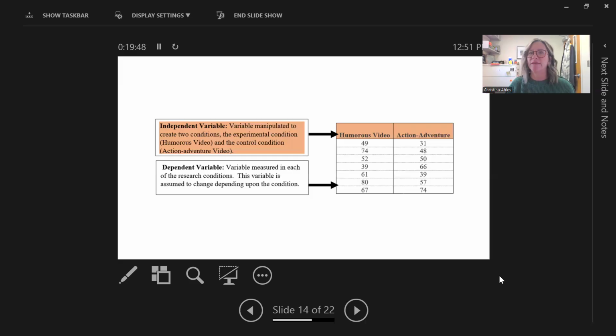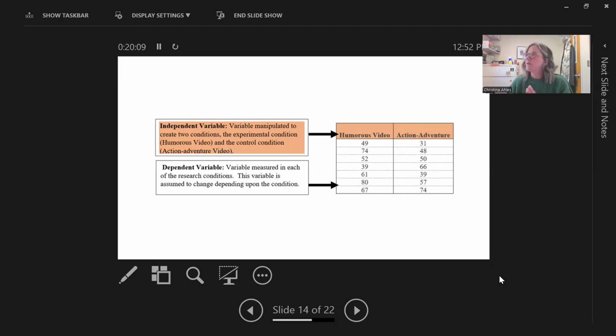So if I was to ask you, okay, what is the independent variable in this? You might just say video exposure, because the humorous video isn't the independent variable. The humorous video is the experimental condition. And the action adventure video is not the independent variable, it's the control condition. Those two components together make up that independent variable.